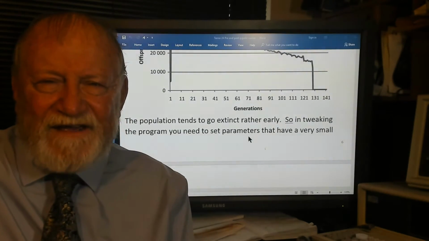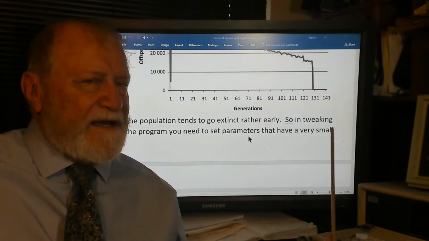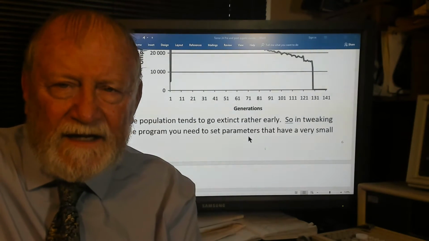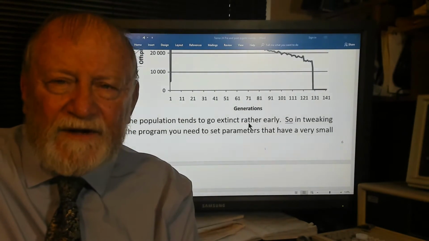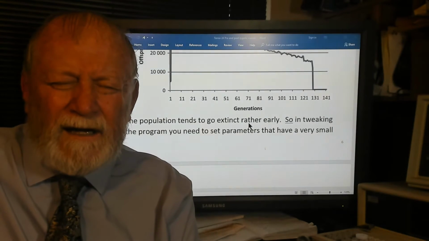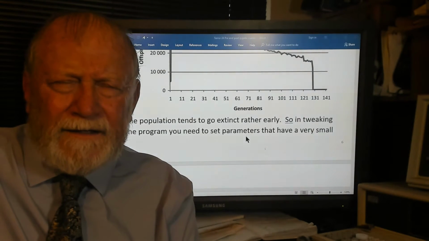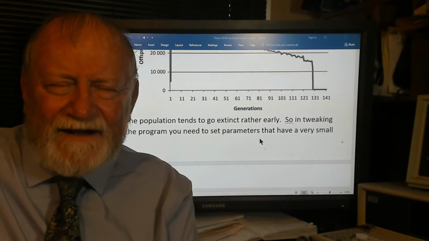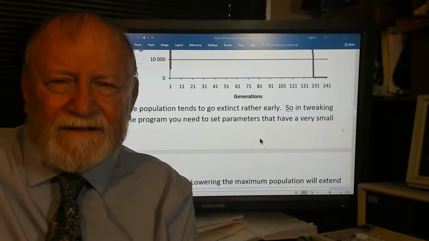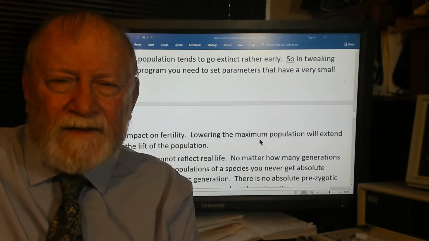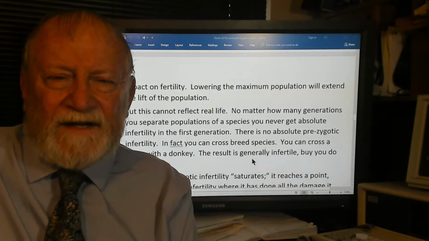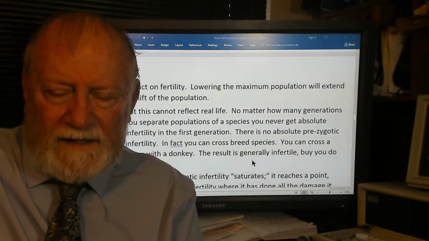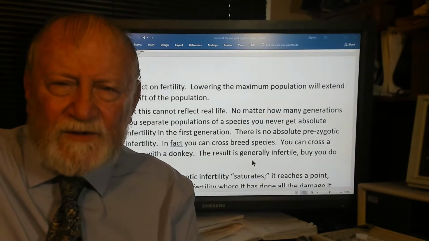If you set a very low impact of pre-zygotic infertility, maybe it'd go on indefinitely. Yeah, but if it's that low, does it really have an effect? All right. But in real life, that's not what we see.